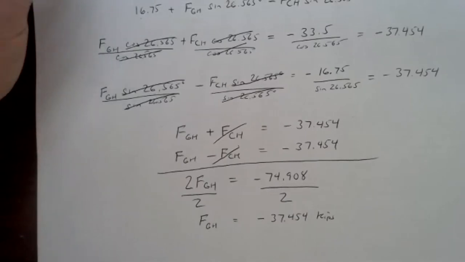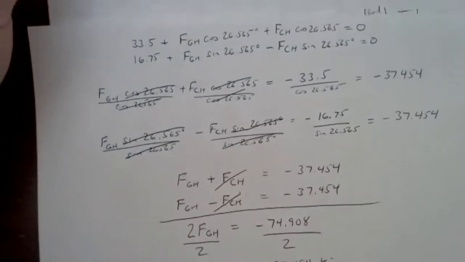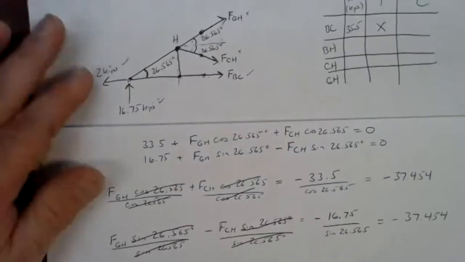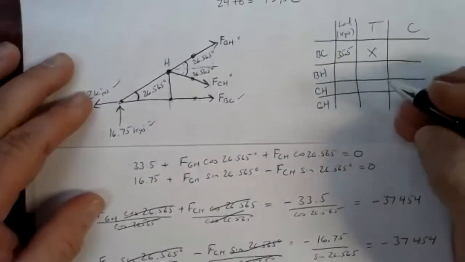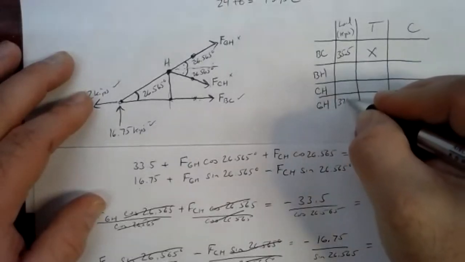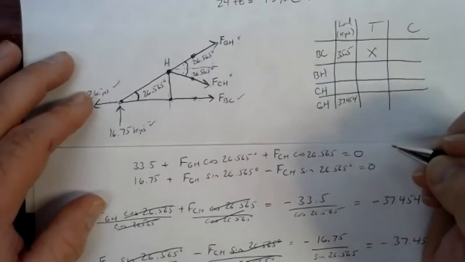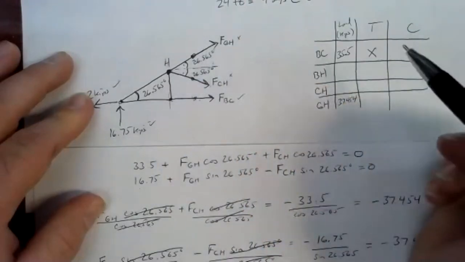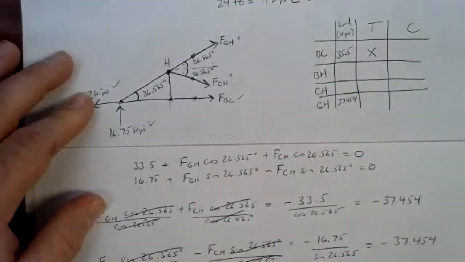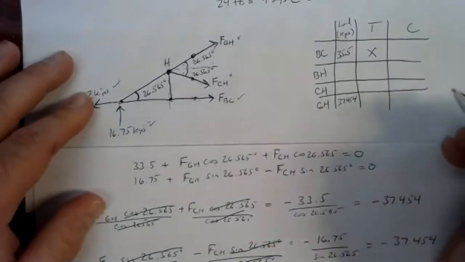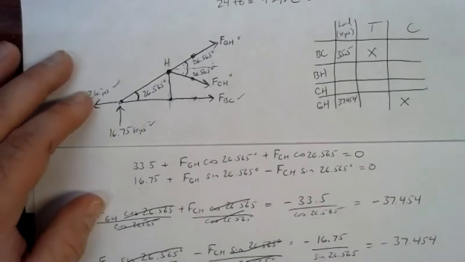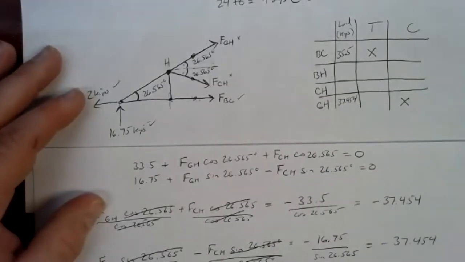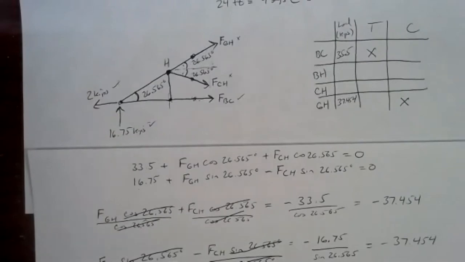So FGH came out negative, which means our assumed direction was incorrect. So let's go back and look at the free body diagram here. Remember, GH carries a load of 37.454 kips. We assumed it was in tension. We assumed it was being pulled on by the rest of the truss. But we got an answer here in our calculation that says that assumption was incorrect. That means member GH is in compression. So member GH is in compression and carries a load of 37.454 kips.